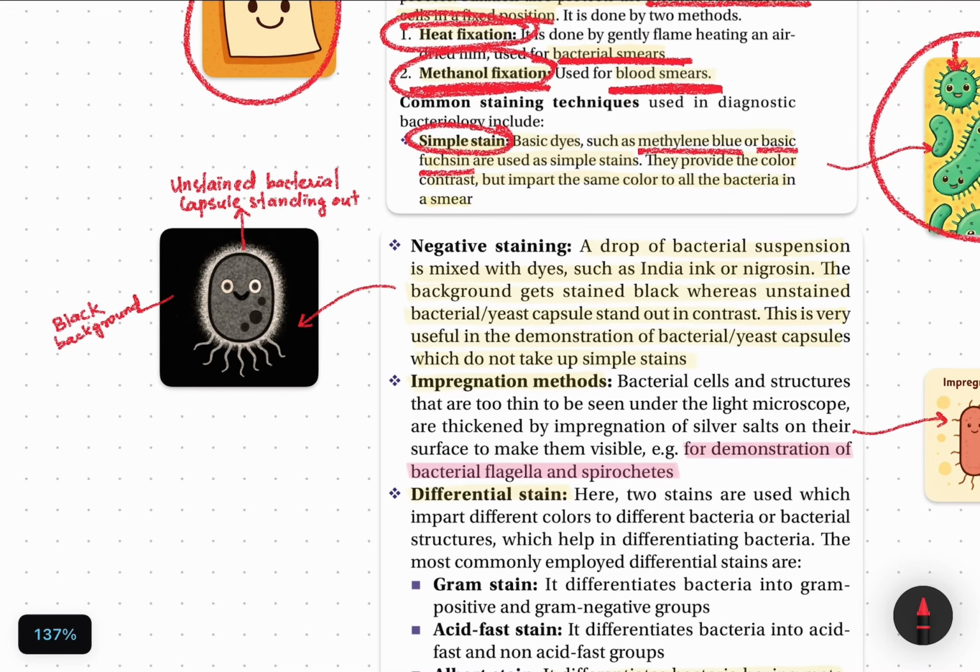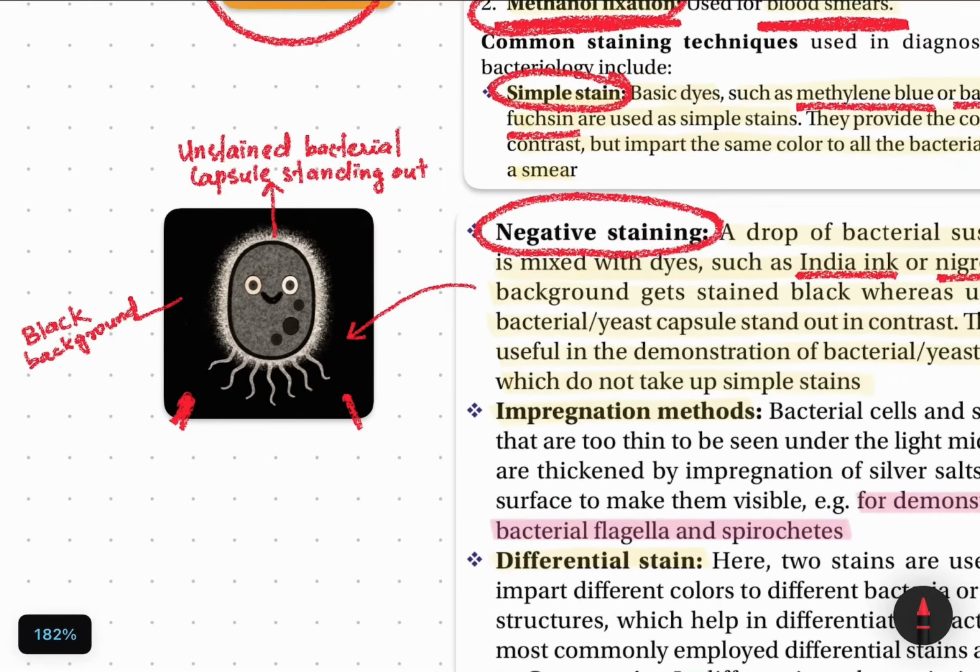Now the second method we can use is negative staining. How will you do a negative staining? You take a drop of the bacterial suspension and then use stains like India ink or nigrosin. What will happen? The background gets colored black, but the bacterial capsule refuses to take up the India ink or nigrosin.